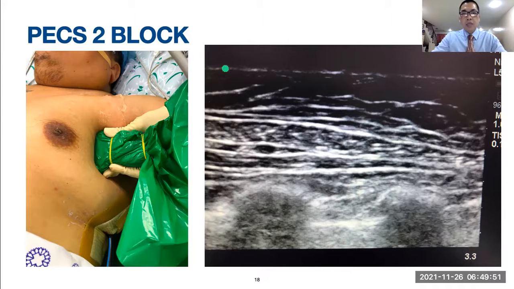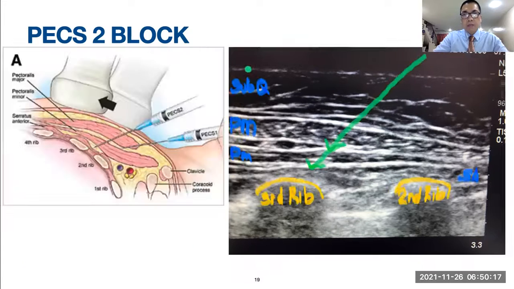The PEX2 block is performed in a supine position. A linear ultrasound probe is used, and it is placed in the mid-clavicular line below the clavicle. The probe is moved inferolaterally to the level of the third rib with a slight medial tilt. The three layers of muscle can be identified: the pectoralis major muscle, the pectoralis minor, and the serratus anterior muscle.